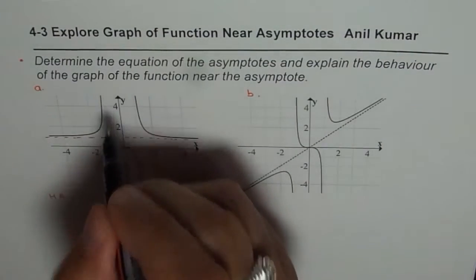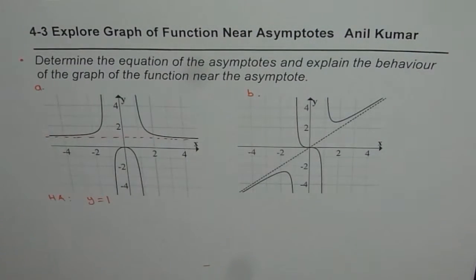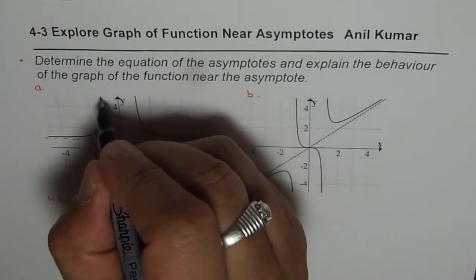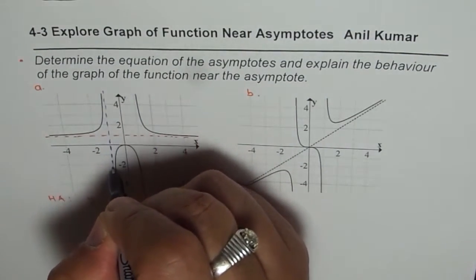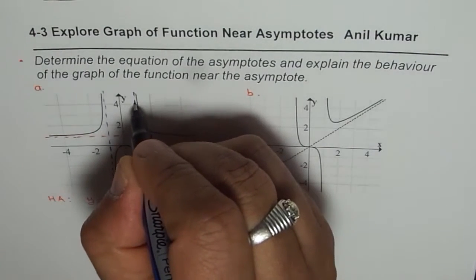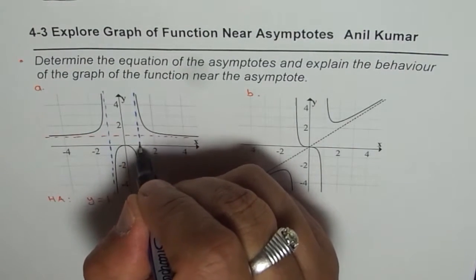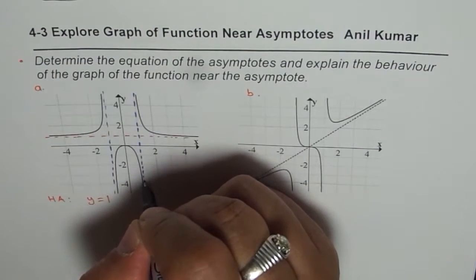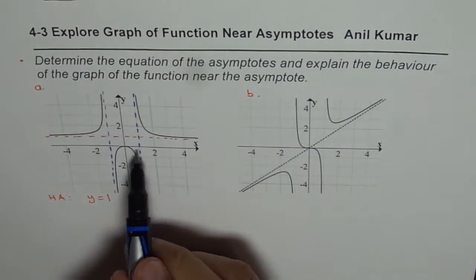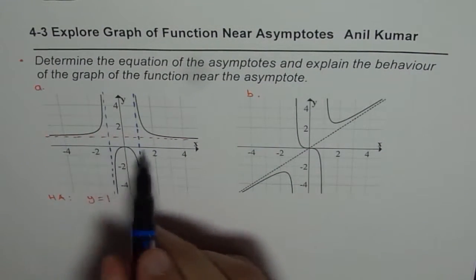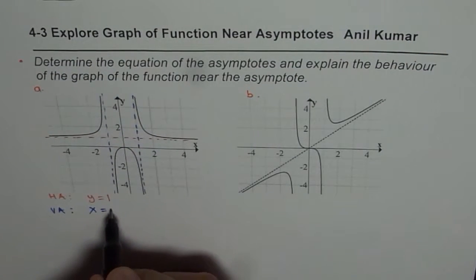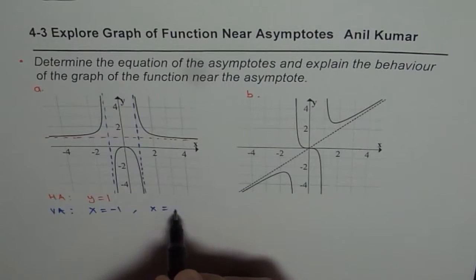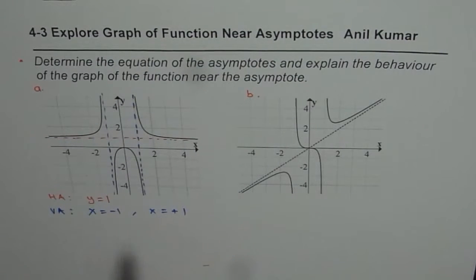And then we have two vertical asymptotes. So these are the two vertical asymptotes. The function is approaching negative or positive infinity as the x value approaches plus or minus 1. So the equations of these vertical asymptotes are x equals minus 1 and x equals plus 1. Right? So that is how we could get the equation of the asymptotes.